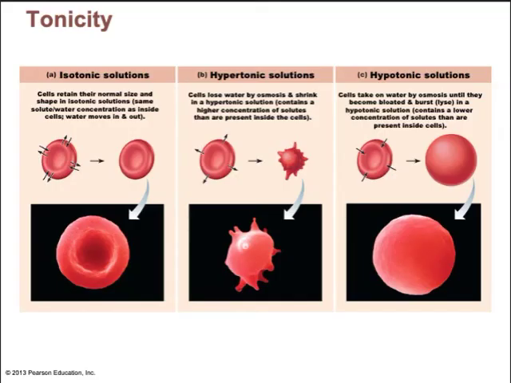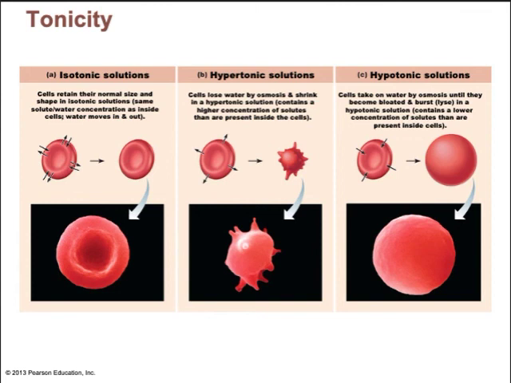Tonicity just refers to the solute concentration relative to a point of reference, and the point of reference is going to be the inside of the cell in this case. In a hypotonic solution, the water concentration outside the cell is greater than inside, and the cell will tend to swell up and rupture. In a hypertonic solution, the water concentration is greater inside than outside the cell. The water will tend to leave and the cell will shrivel up, and that's called crenation, C-R-E-N-A-T-I-O-N. In an isotonic solution, the rate of water movement into and out of the cell is the same, and the cell shape will be retained.